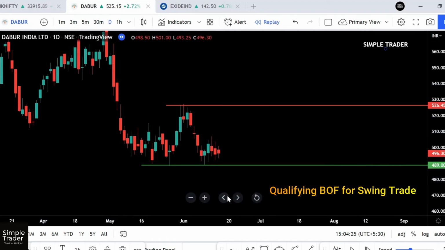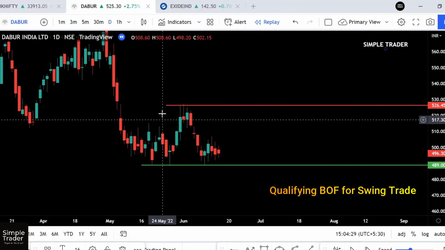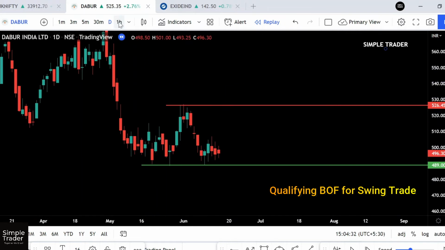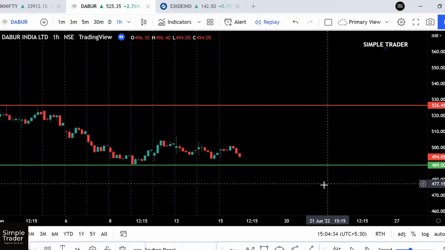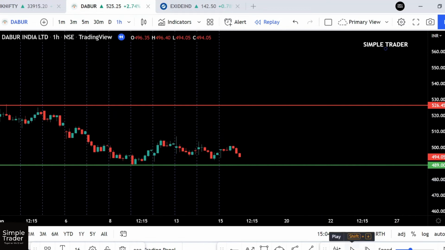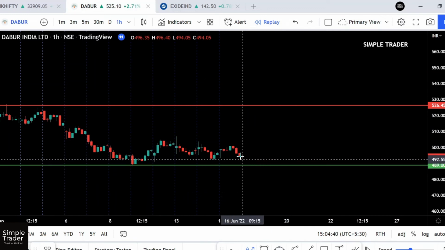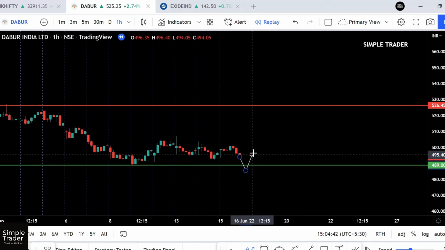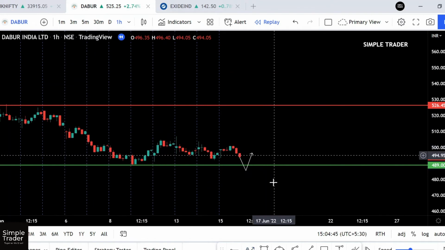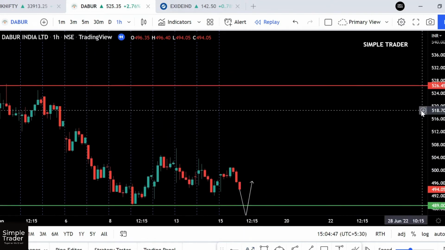See, this is your daily time frame, right? So this is your swing pivot high, swing pivot low. Now we want to take a trade in the 1 hour chart. So let's go to the 1 hour and see what has happened. So what do you want here? You want price to take out this area, and it should immediately reverse. Then we can qualify it as a BOF, right? Let's see what happened here.